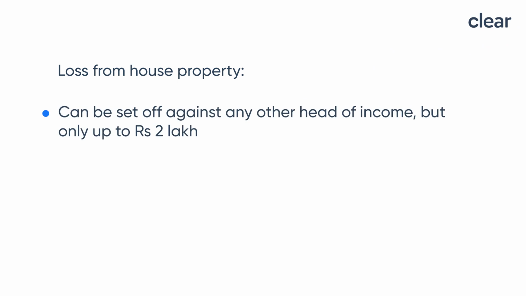Setting off rules for loss from house property are relatively generous. It can be set off against any other head of income but only to the extent of Rs 2 lakh in a particular assessment year.